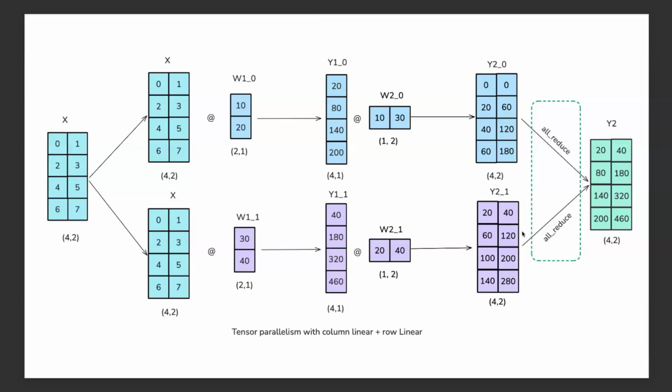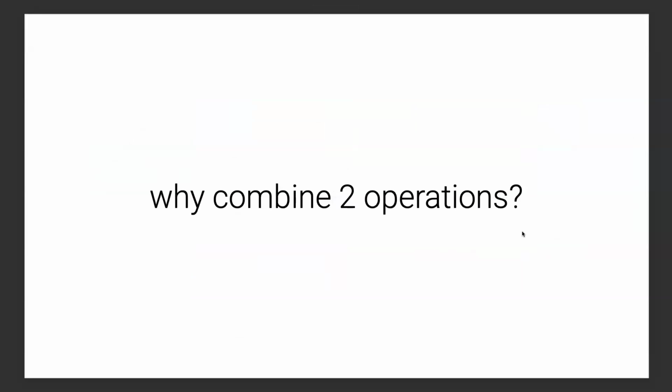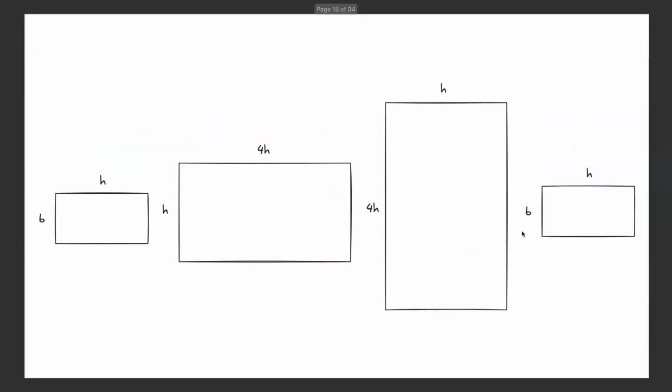But what really puzzled me is why do we need to combine two operations, really? What's the benefit? Why can't we do only column linear parallelism or only row linear parallelism and be done with it? So I tried to visualize it. So why combine two operations? We need to remind ourselves that usually the MLP block after our attention mechanism is fairly large. It's usually of the size 4H, if H is our embedding size.